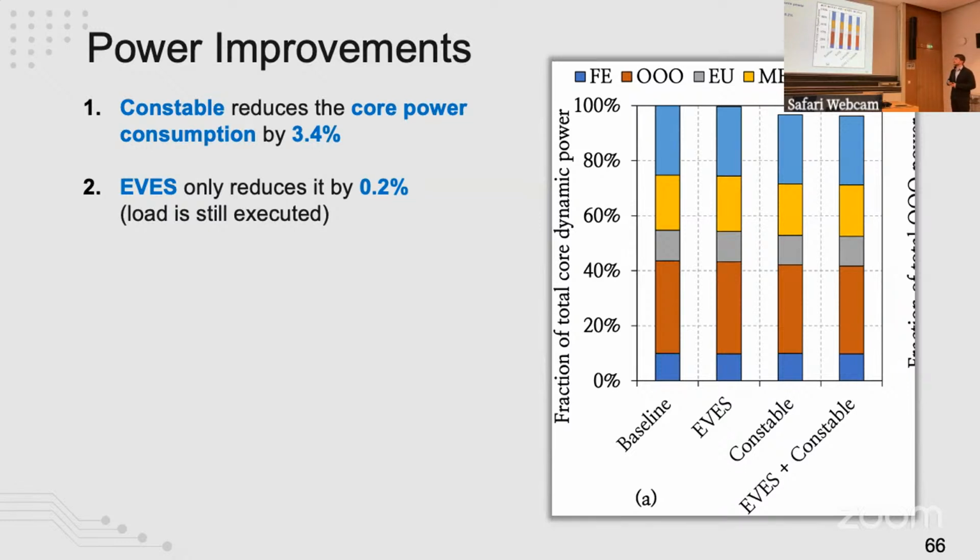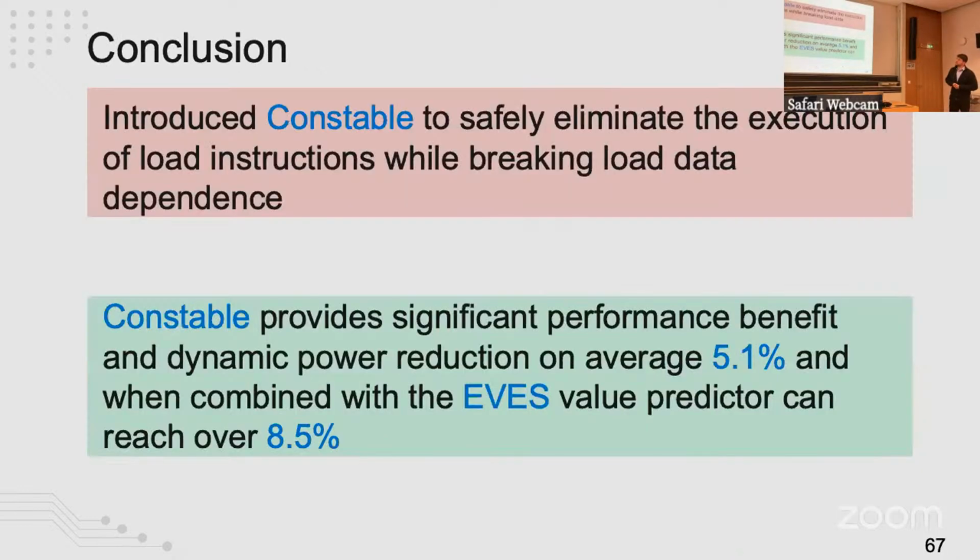And then, for the conclusion, we introduced Constable, a technique to safely eliminate the execution of a load instruction while breaking the load data dependence. Constable provides a significant performance benefit and dynamic power reduction, on average 5.1%, and when combined with the Eves value predictor, the performance gain can reach over 8.5%.